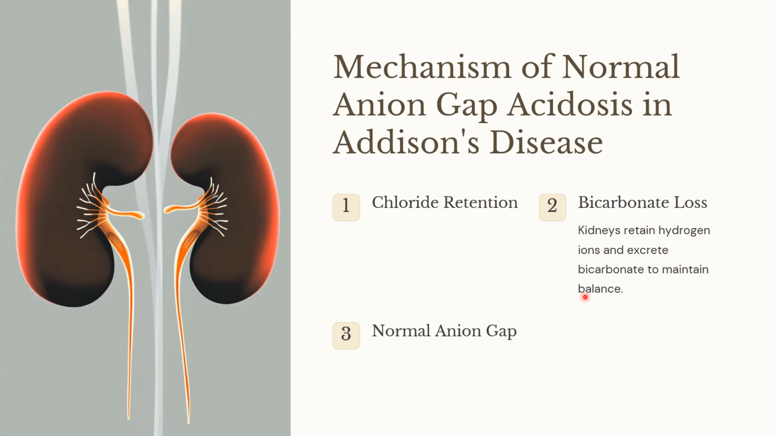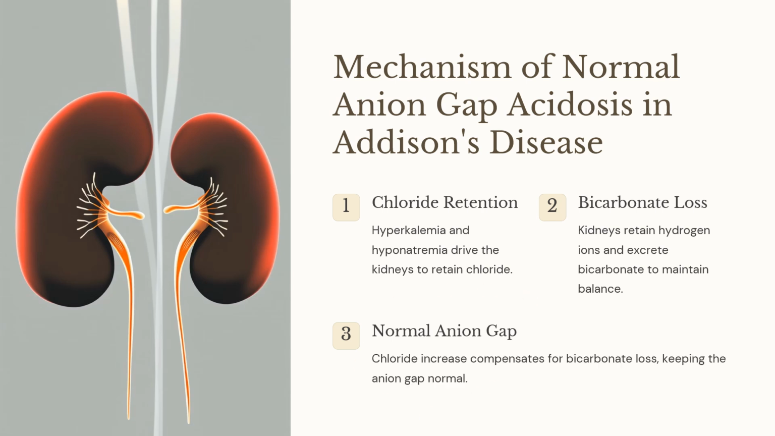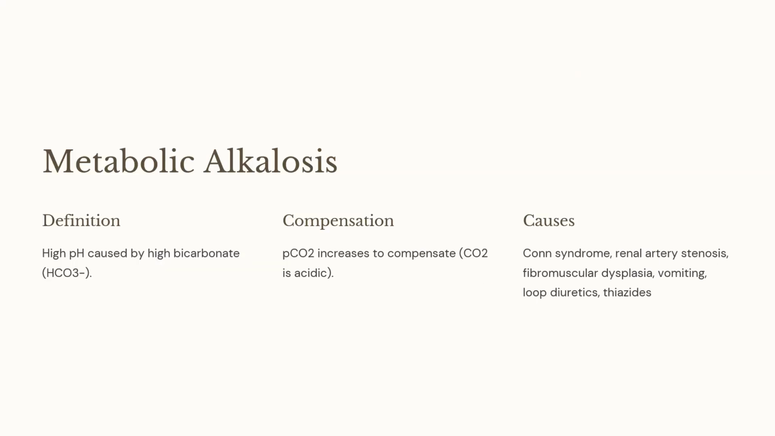Similar to diarrhea, here also in Addison's disease and in renal tubular acidosis, the bicarbonate is lost. Since the bicarbonate is lost, to maintain electrical neutrality, and also because there is hyponatremia and hyperkalemia, the kidneys are driven to retain the chloride. In this way, even though the bicarbonate is lost, the chloride is retained, resulting in normal anion gap acidosis.